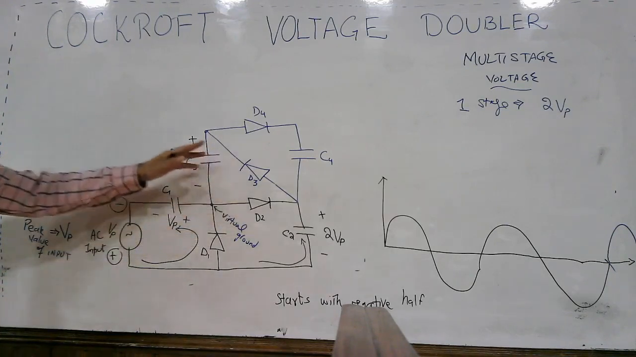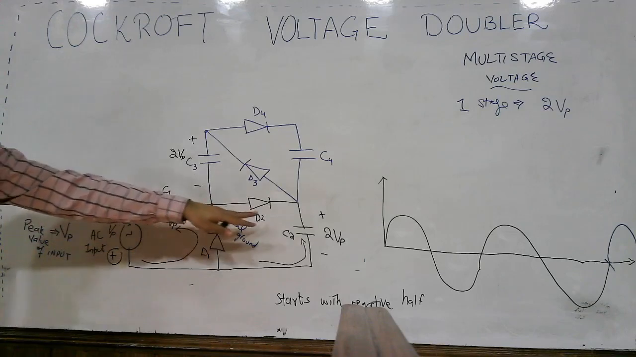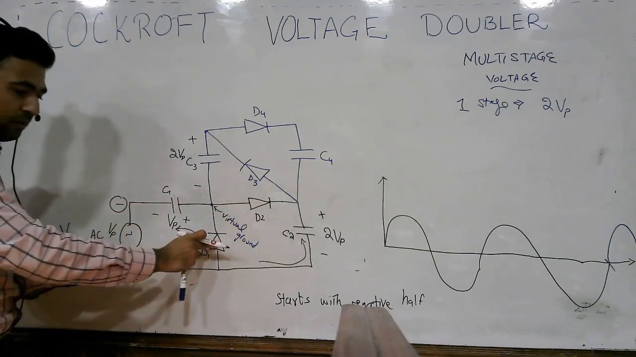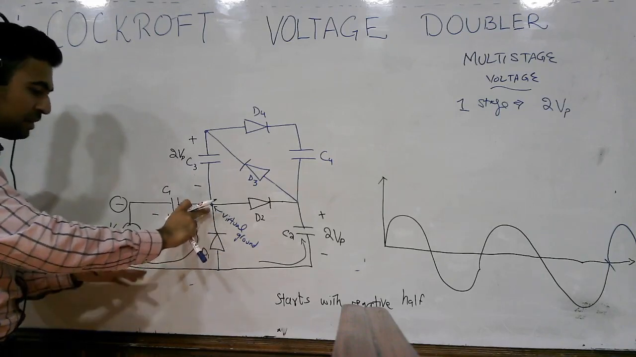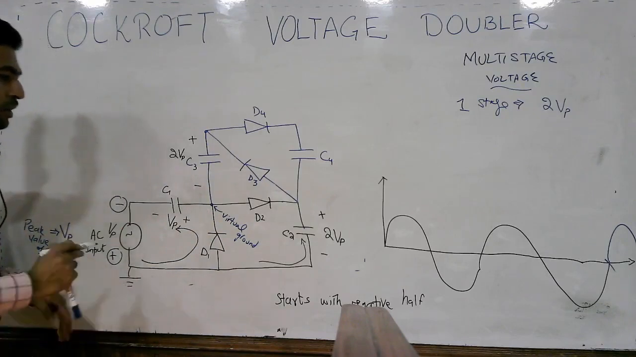So now at the end, this point is behaving as a virtual ground, because the current is already flowing, and when the diode is forward biased, this point is obviously the virtual ground. Here obviously you have the ground.